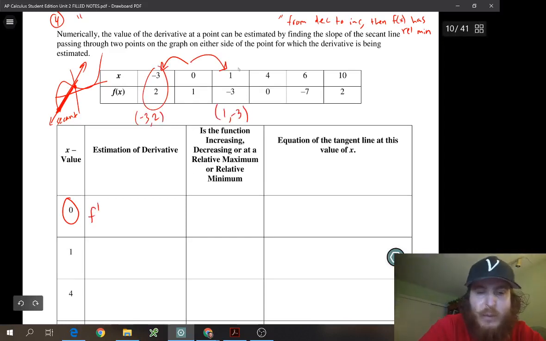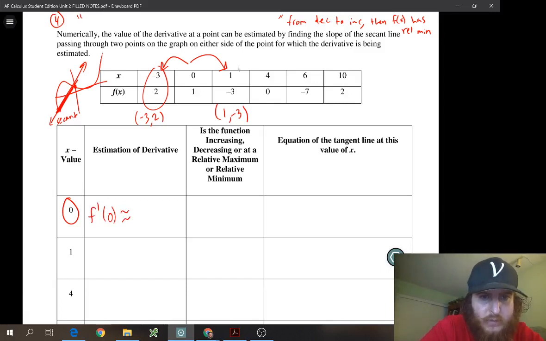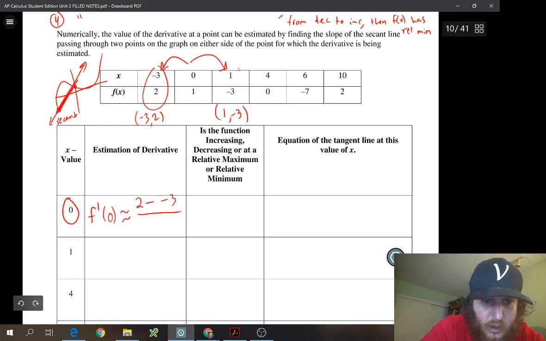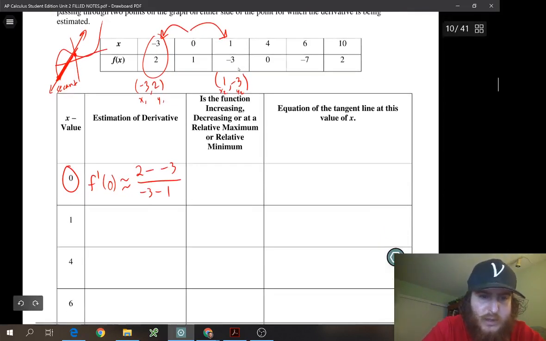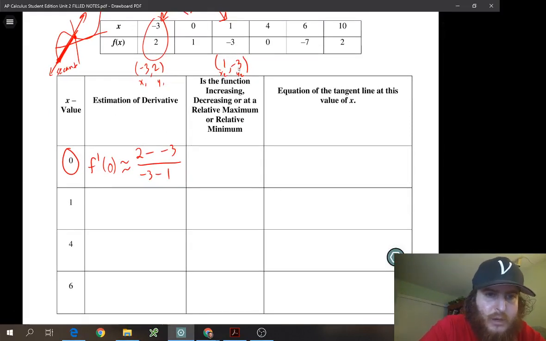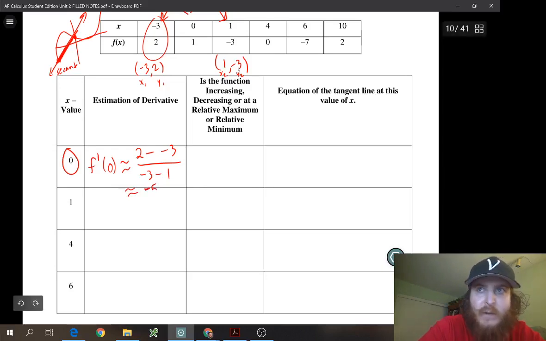So we're going to say f prime of 0 would be approximately the same as y1, so we can go, this is 1, so 2 minus y2, -3, over -3 minus 1, right? So this was x1, y1, x2, y2. If you had those flipped, if you had -3 minus 2 over 1 minus -3, that's the same thing. So anyways, we should get this as 5 over -4 or -5/4.